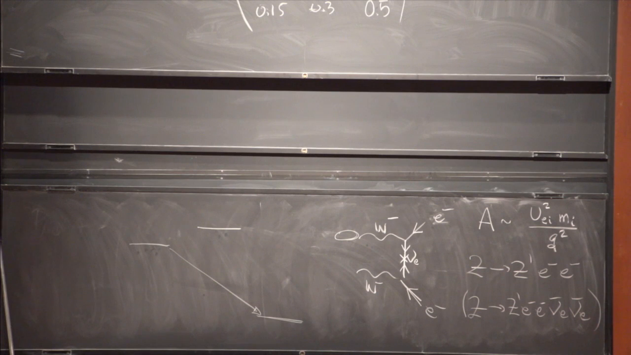Yes, absolutely. And people have calculated whether you can see the Majorana nature of the neutrino by looking for e minus e minus to W minus W minus. It absolutely makes sense. You are not competitive with double beta decay.